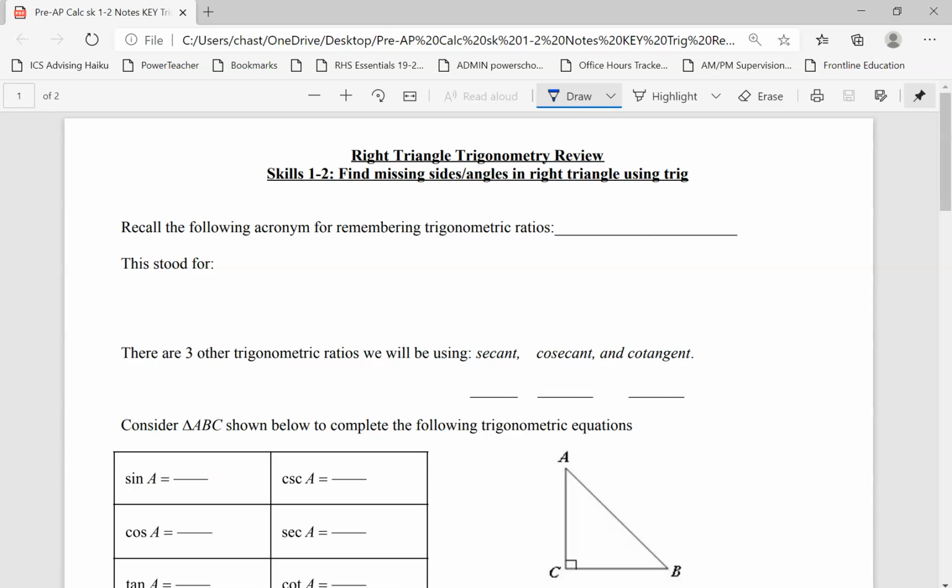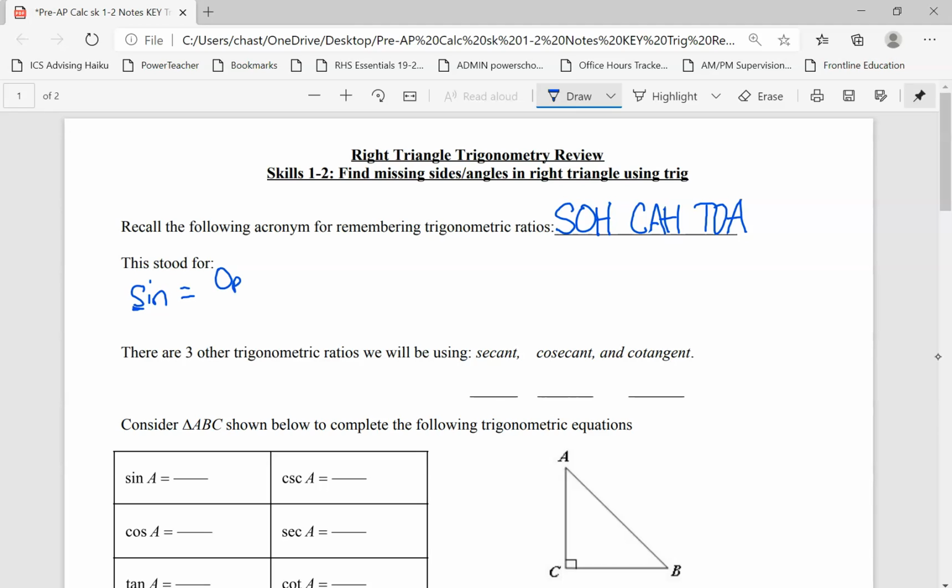Let's start by recalling what we learned in our live lesson, the last class, which was the acronym for remembering the three basic trigonometric ratios. SOH CAH TOA. What did this stand for? Well, it stood for the sine of an angle is equal to the opposite over the hypotenuse. So we took the sine, the opposite, the hypotenuse, SOH.